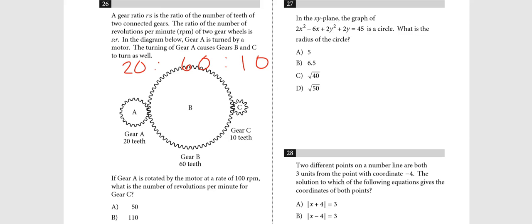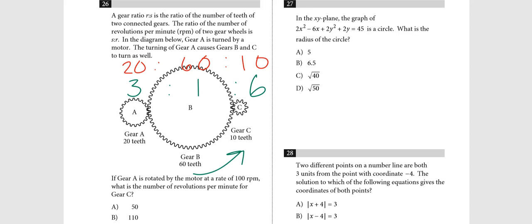Okay, every time gear A goes around one time, or I guess maybe I should ask this question. How many times does gear A need to move to make the big one go around once? It has to go 3 times. When it goes 3 times, this one will travel 1 time. Okay? Now, every time this one travels around once, this one travels around how many times? 6 times, right?